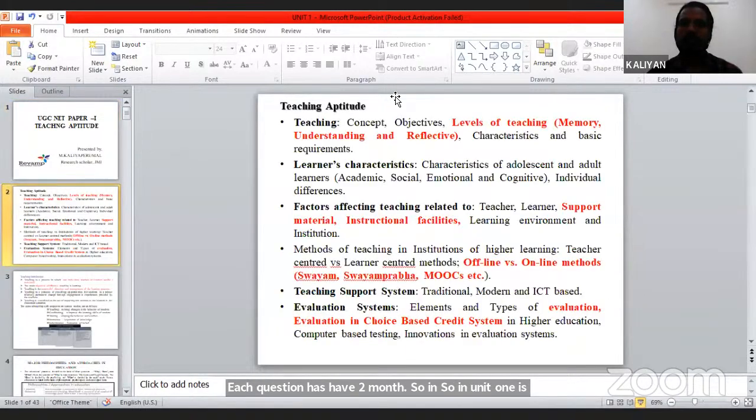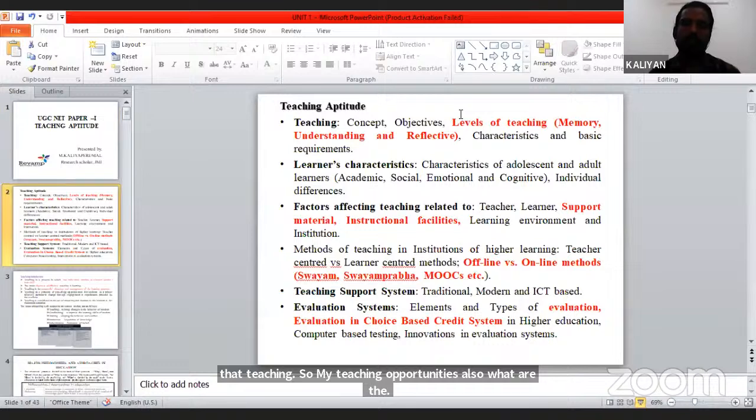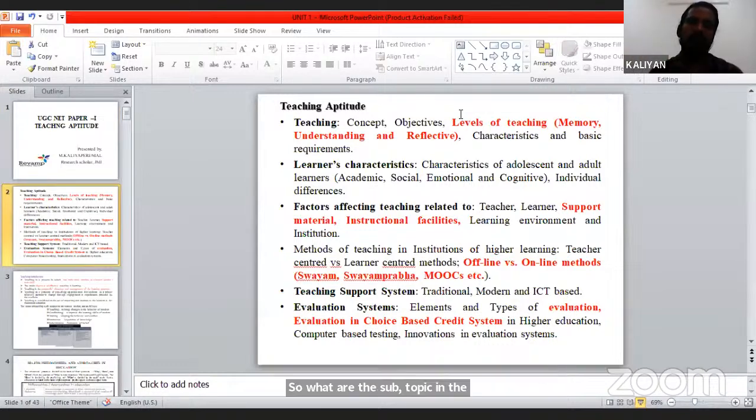So teaching aptitude. What are the concepts? What are the subunit topics in the teaching unit? We will discuss a little bit what is in that unit. In teaching, a very important topic is the levels of teaching. There are three types of teaching: memory, understanding, and reflective level.